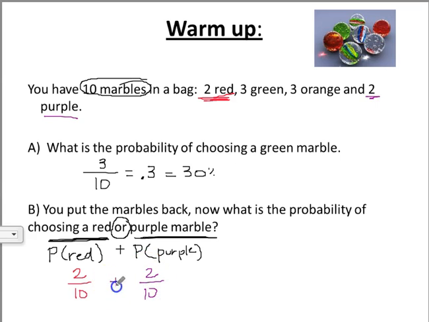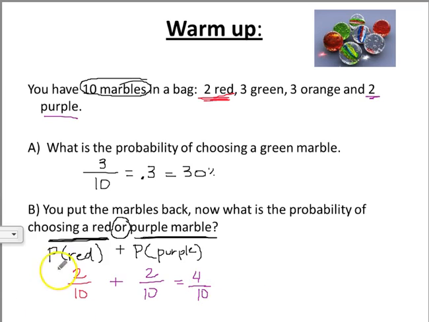And then, because of that "or," we're going to add these two probabilities together. Just a quick review: when we add fractions, we have to have the same denominator, and we do. So we can just leave the denominator as 10, and then add the numerators together. So 4 out of 10 would be our answer.